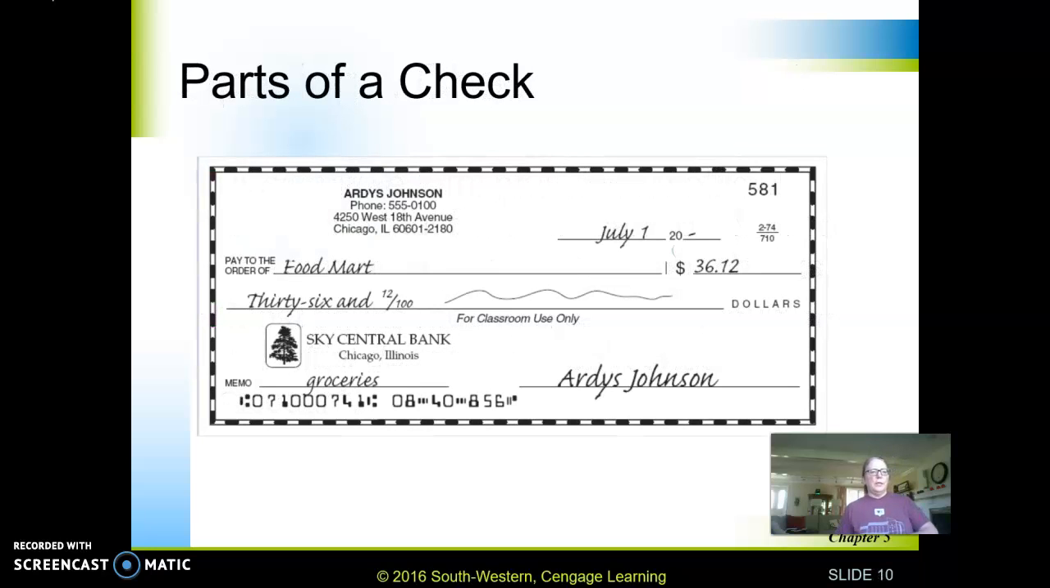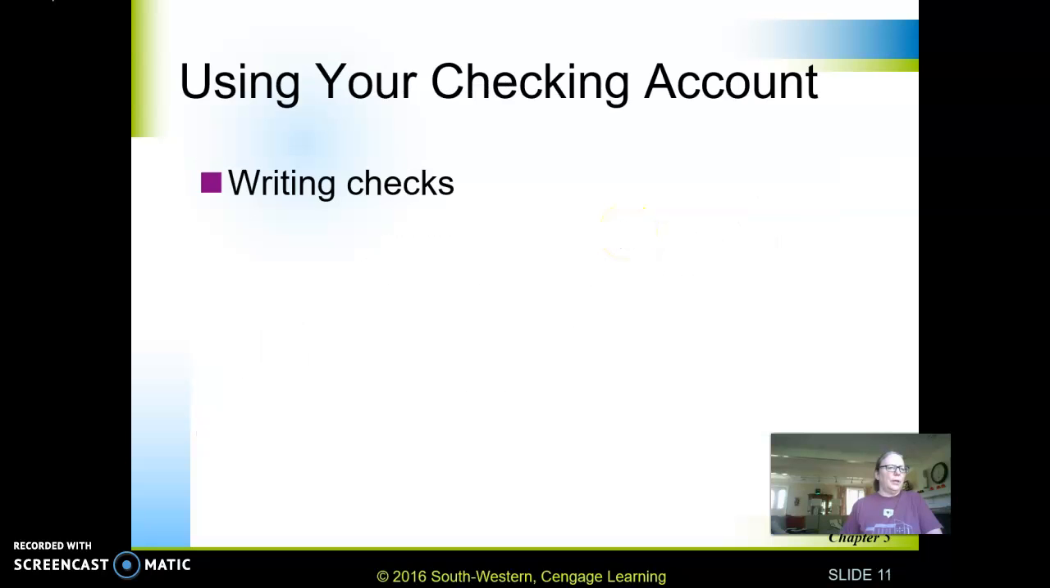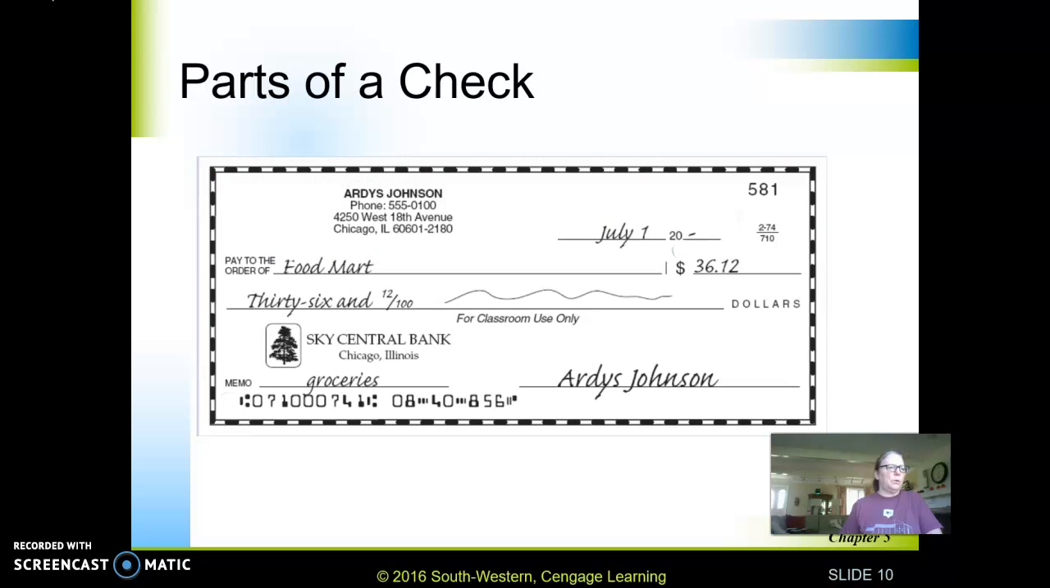So then the parts of the check. There are quite a few different parts, and I'm just going to go through each one of them here, and I'm going to do it, because of the way this is working, kind of in backwards order. So there's memo. That's what the check is for. So this one was written for groceries. Then there's an account and routing number. That routing number is what helps a bank find your bank. So this part right here is the routing number. This is your account at that particular bank.